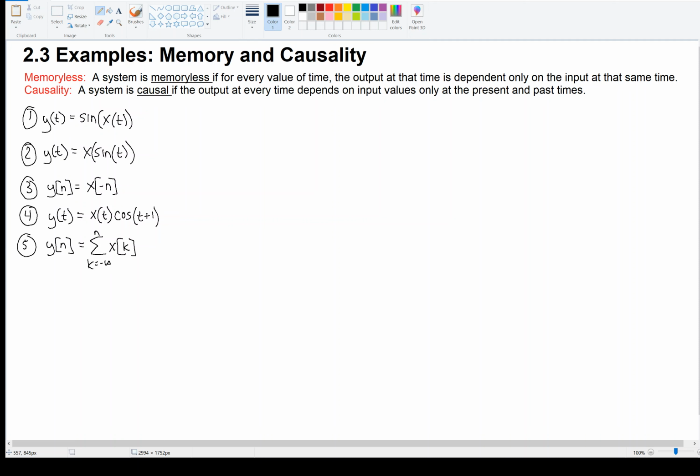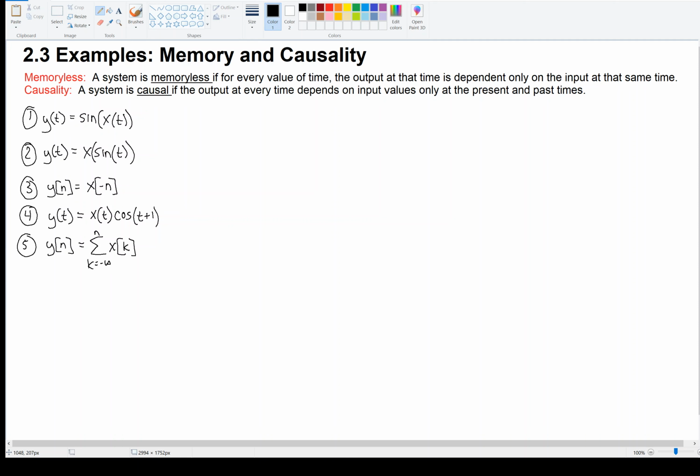Hello, welcome back. We are looking at proving memory and causality given a system's input-output relationship. So I have 5 different systems here, 5 different examples of input-output relationships. And for each example, we're going to determine if the system is memoryless and if it is causal. I've left the definitions up from the previous videos. You can read those there.